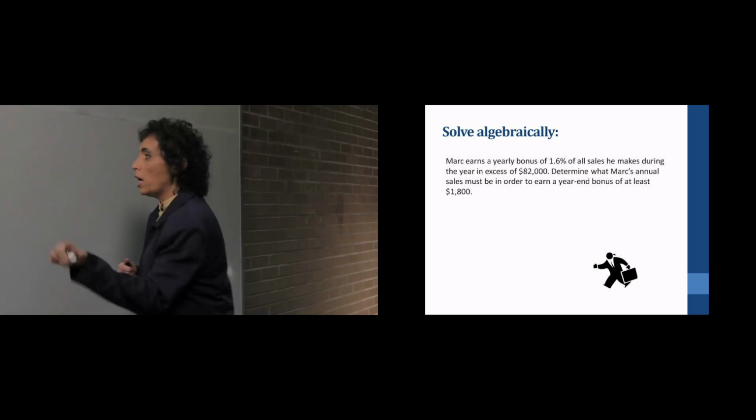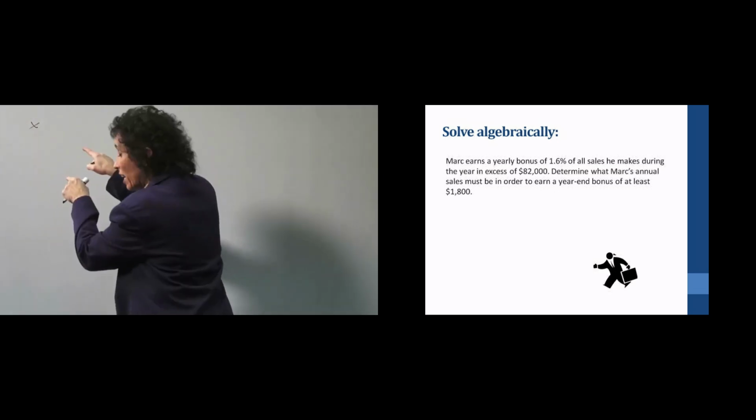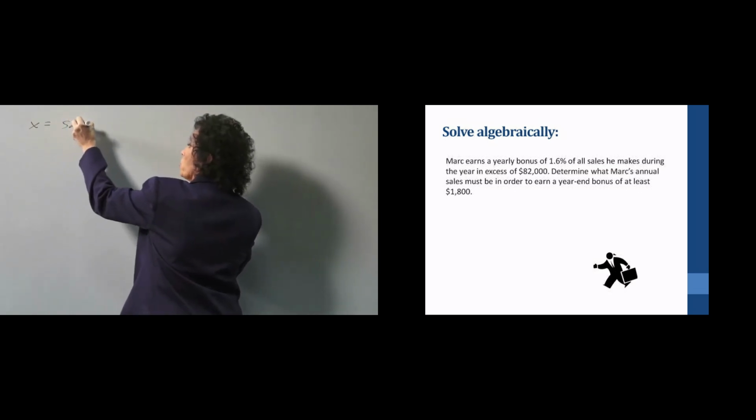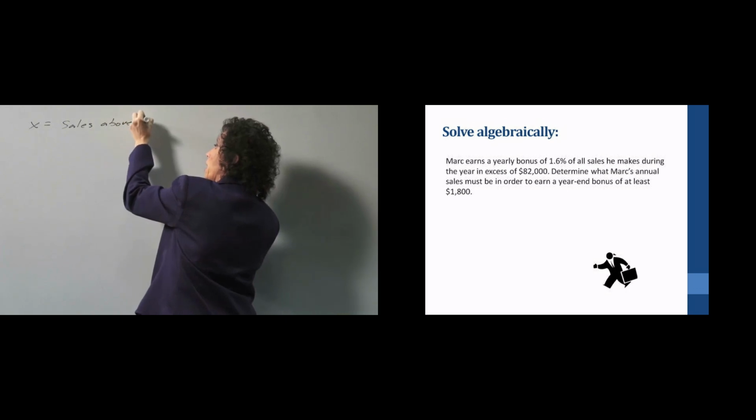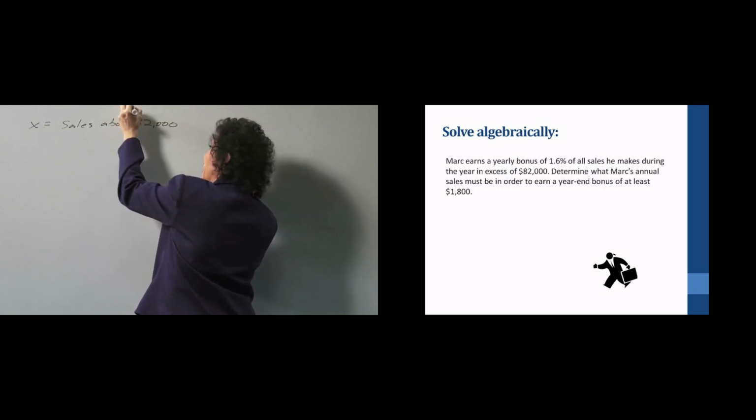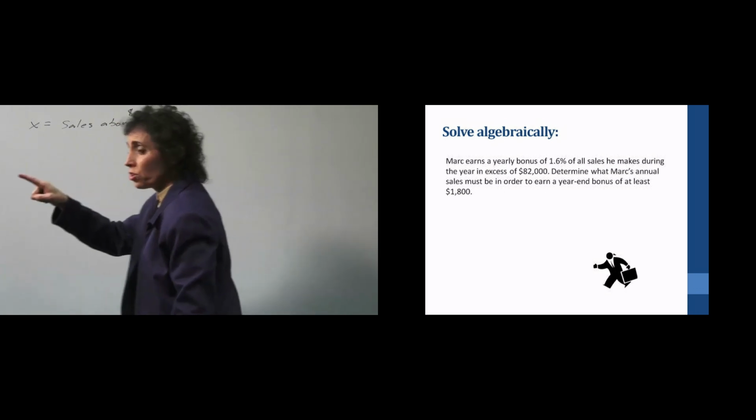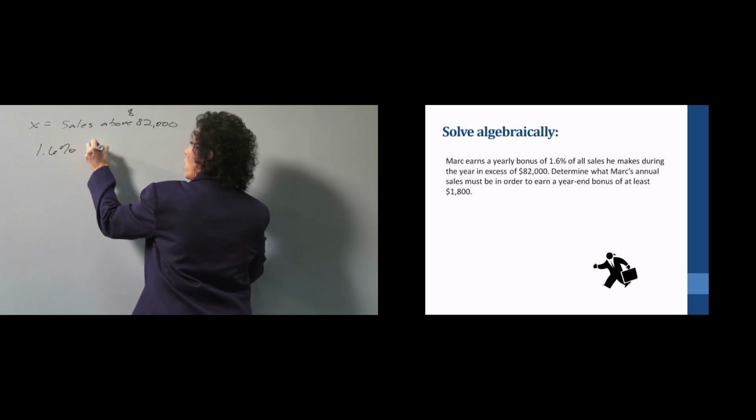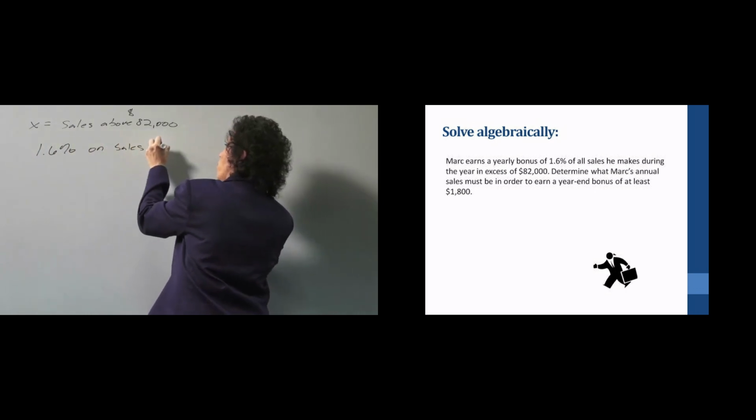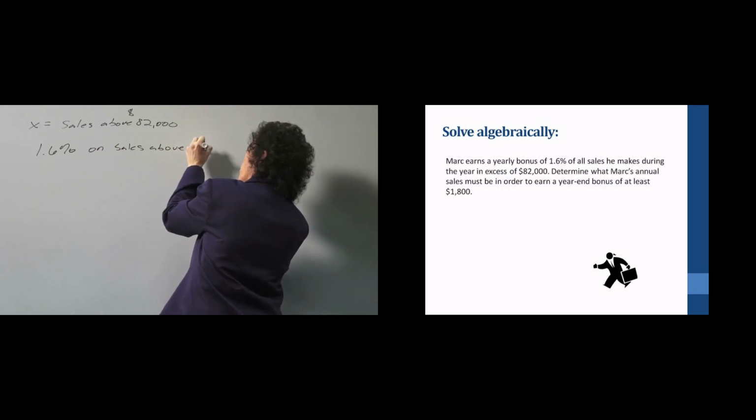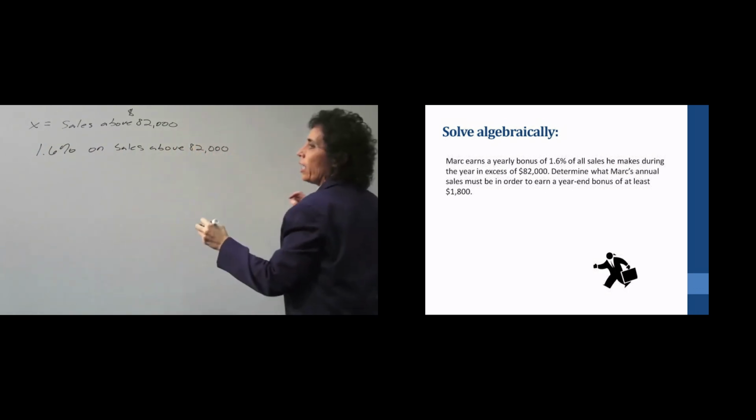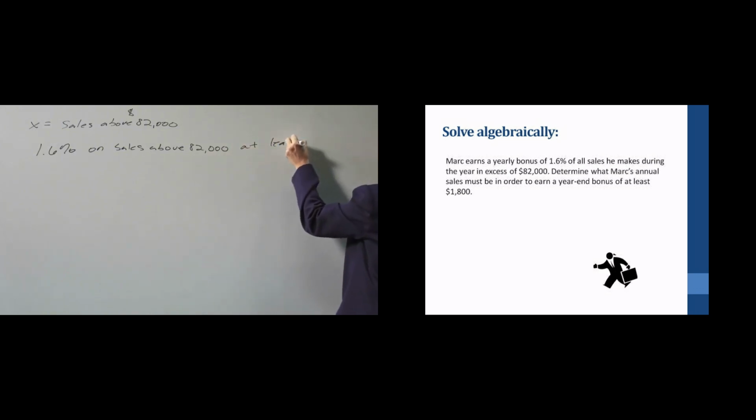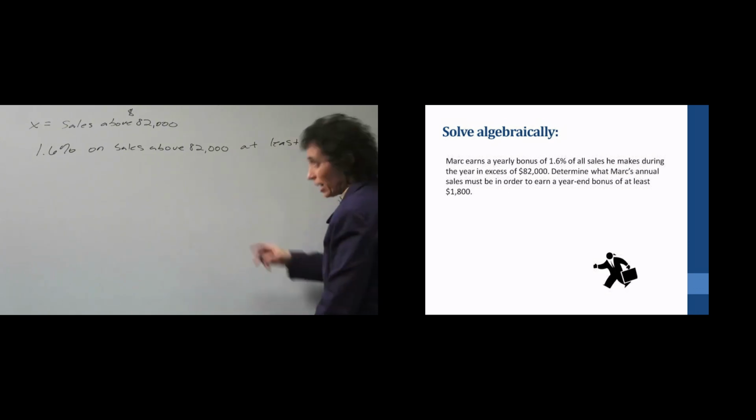So this is what I know. I'm going to let x equal the sales above $82,000, and the reason I'm writing this down is because I don't want you to forget what x is. That's all that this guy makes any money on. Here's what he makes: 1.6% on sales above $82,000, and we want that to be at least $1,800.